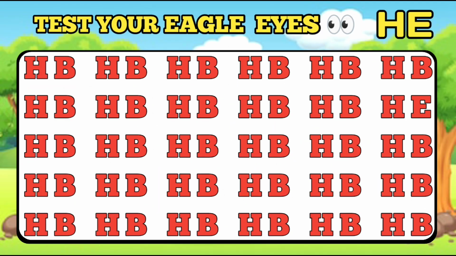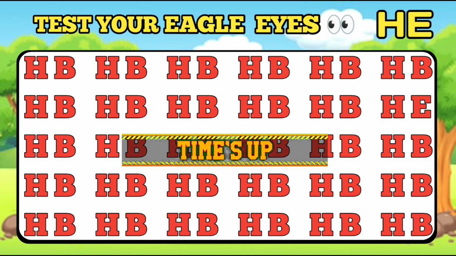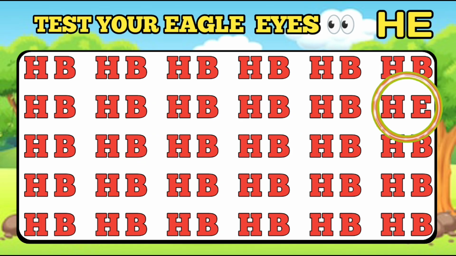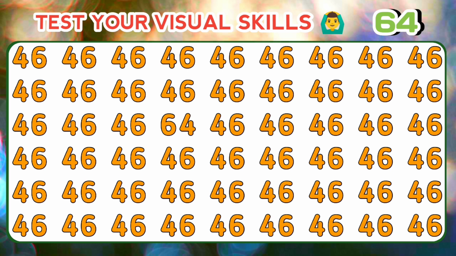Test your eagle eyes. Find the letter HE. Mama, may you test your visual skill. Find the number 64 between given time.